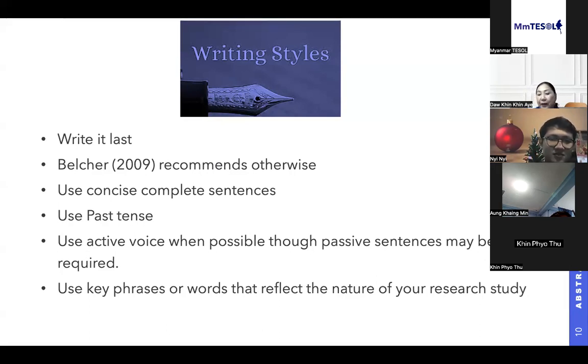Now, use key phrases or words that reflect the nature of your research study, okay? Because this is what we can do. Now, next, please.